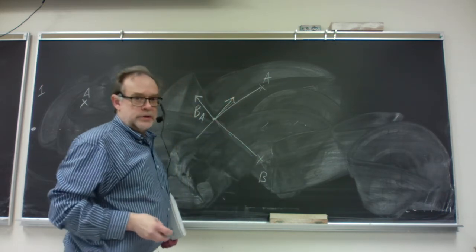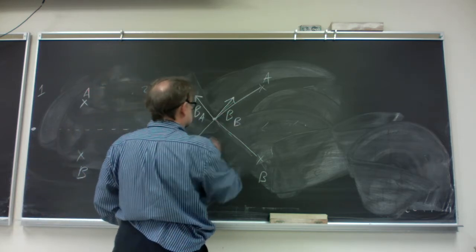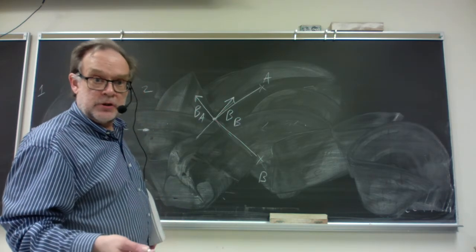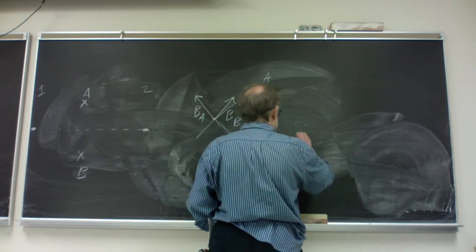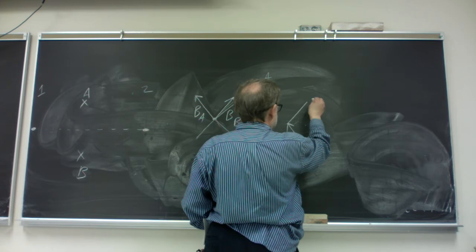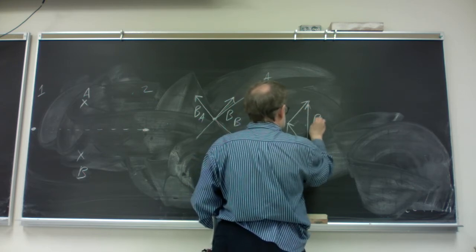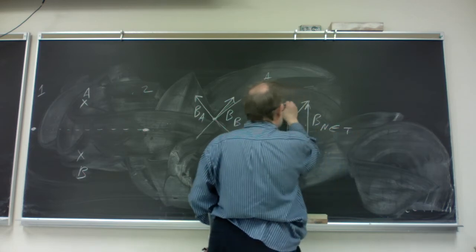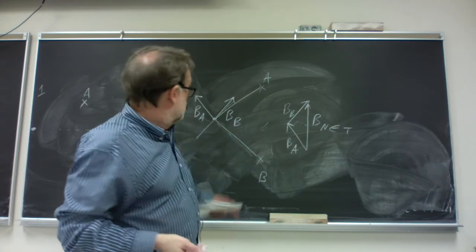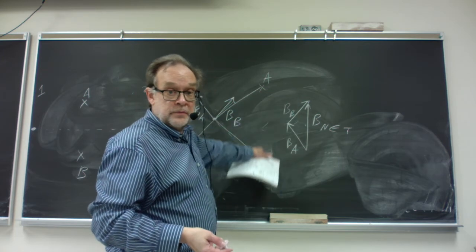And I try to draw that arrow the same length because the magnitudes of the two fields are the same. So there's BA, BB. Then the net field is just the sum of those, BA plus BB. The net field points straight up at this point to the left of the AB plane.